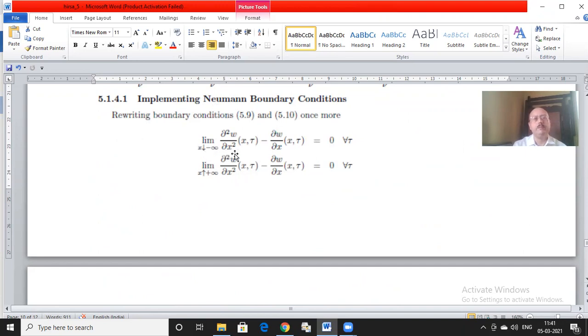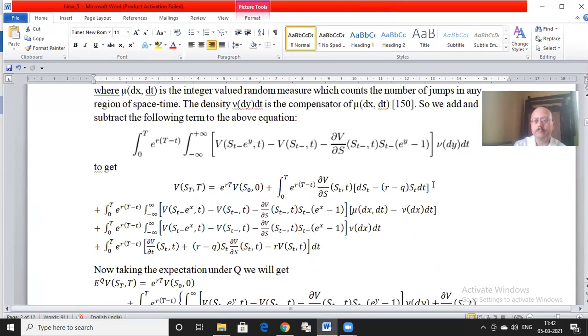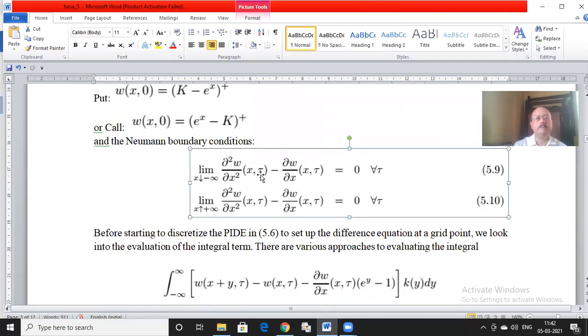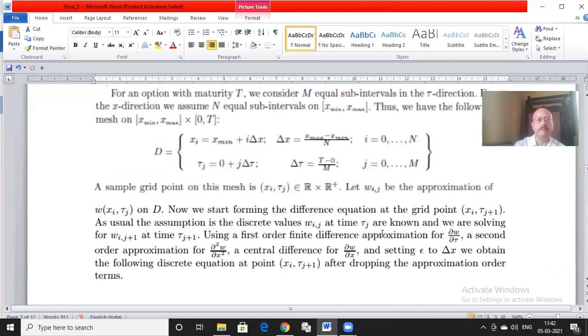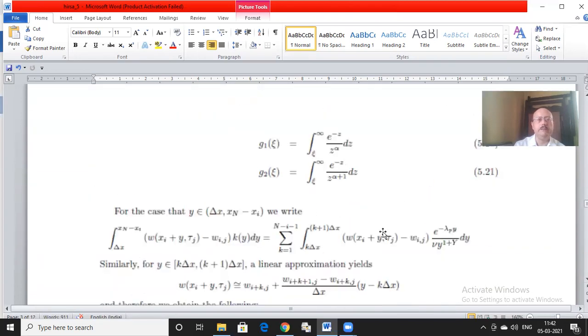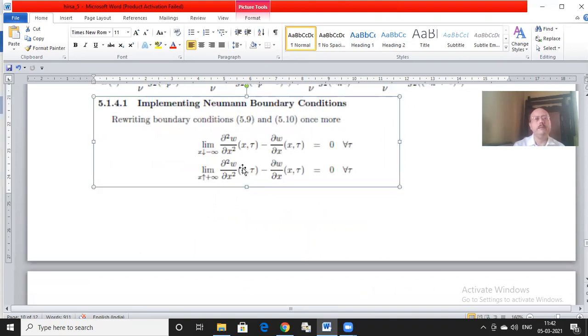So the limit as x goes to minus infinity of ∂²w/∂x² minus ∂w/∂x is taken to be 0 for all time points tau. And also when x goes to plus infinity, it is again taken to be 0 for all time points tau. So this was originally stated in equations 5.9 and 5.10 above. These were the original boundary conditions that we stated earlier, the same things. Okay, this was 5.9 and 5.10. We are just rewriting it because now the objective is to find a numerical version of these boundary conditions. So these boundary conditions will now need a numerical version.